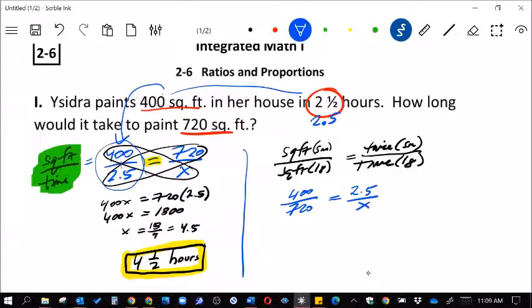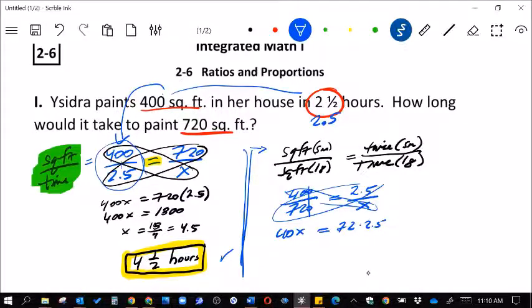And we don't yet know, even though we do from the other method, how much that is using this method. So the first thing I do is cancel out those zeros, and then I will cross multiply. So I have 40x equals 72 times 2.5.